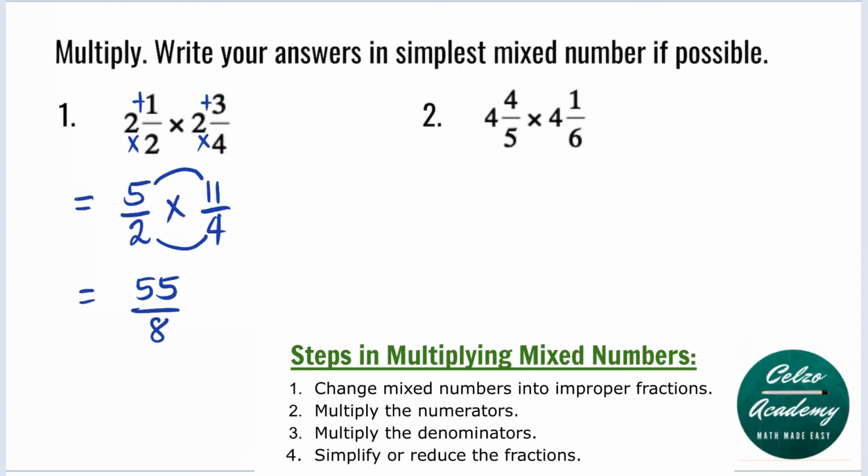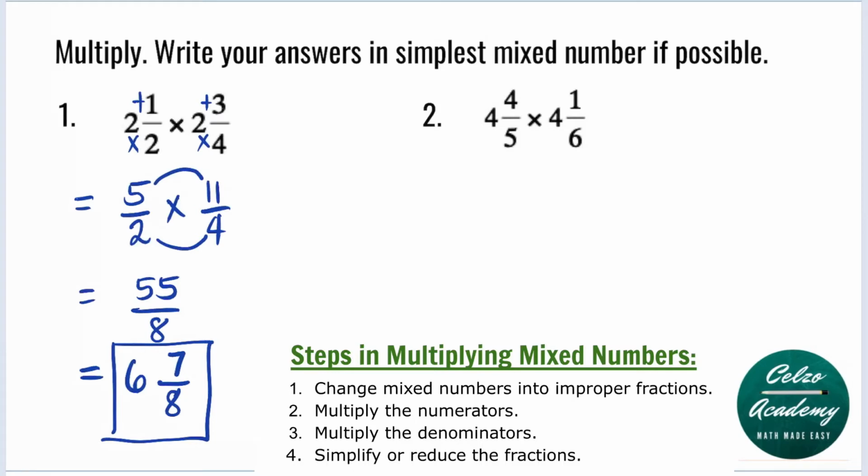Now we will convert this improper fraction into a mixed number. How many 8s can go into 55? 6 times. 6 times 8 is 48, and subtracting 48 from 55, there is a remainder of 7. So we will write the remainder as 7/8. To check if this is right, 8 times 6 is 48, 48 plus 7 is 55. So 6 and 7/8 is the simplest mixed number.